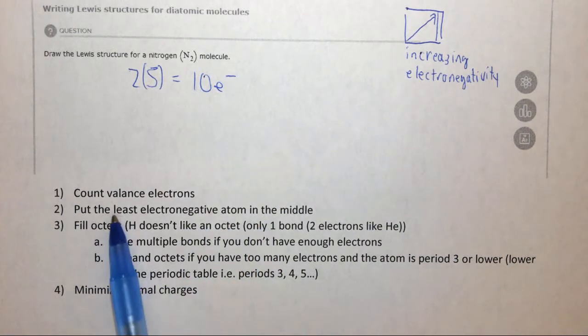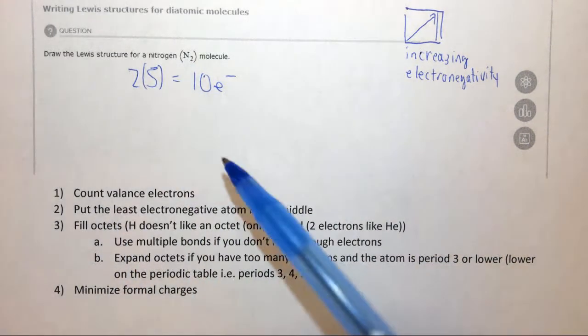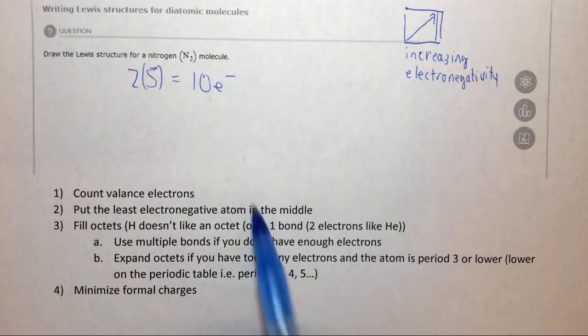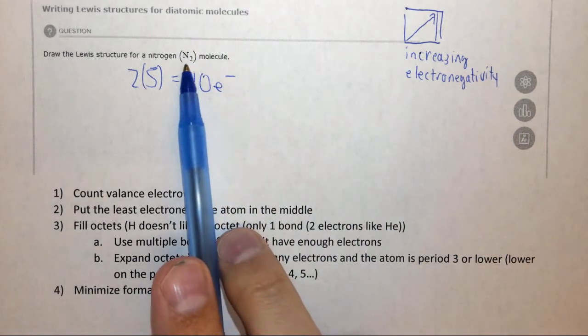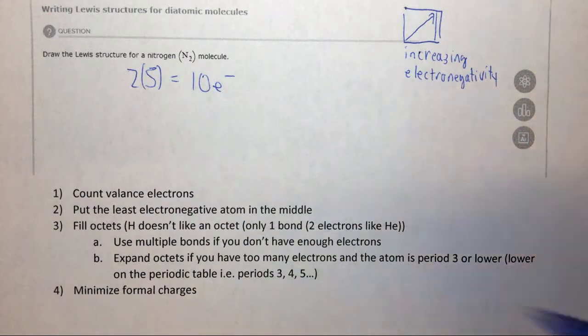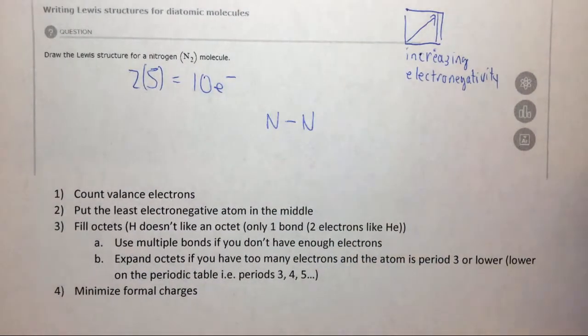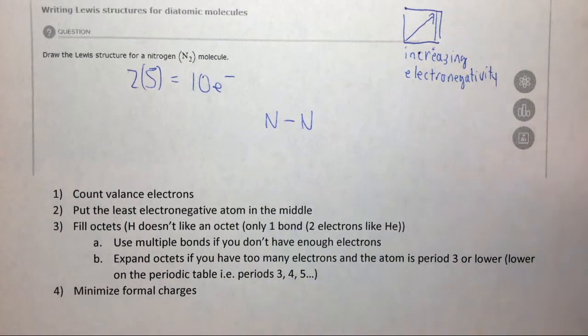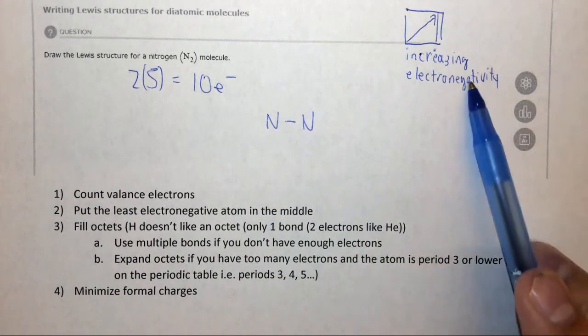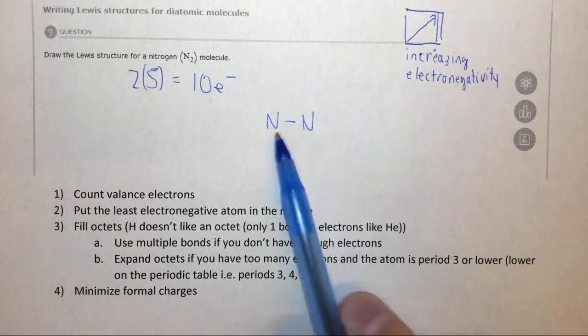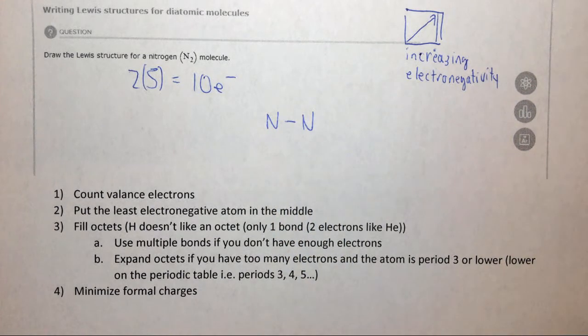Obviously, in this case, this doesn't matter. The least electronegative atom goes in the middle, but first of all, there are only 2 atoms, so there is no central atom. You need at least 3 atoms to have a central atom, and also they're both nitrogen. So we're just going to put nitrogen bonded to nitrogen. If we have more atoms, we might have to consider the electronegativity, which I wanted to review briefly, but here we just put nitrogen and nitrogen.